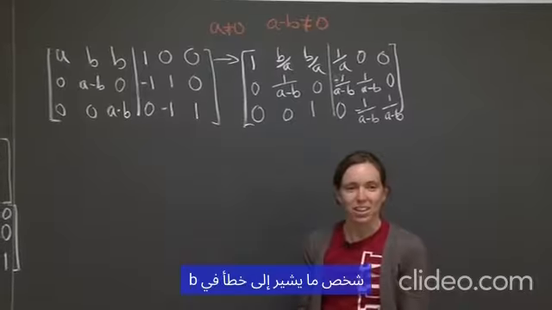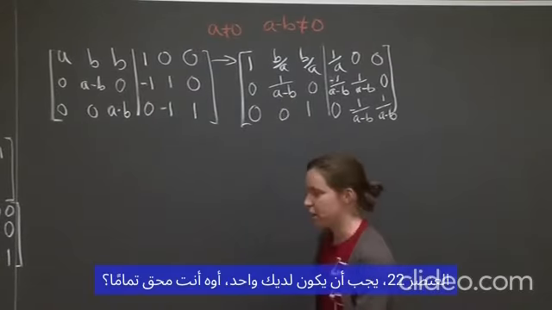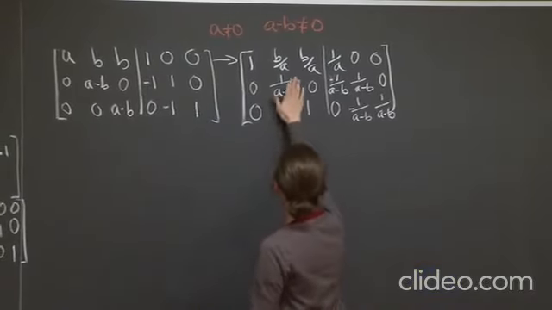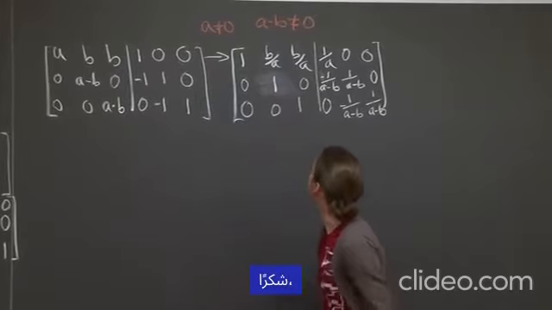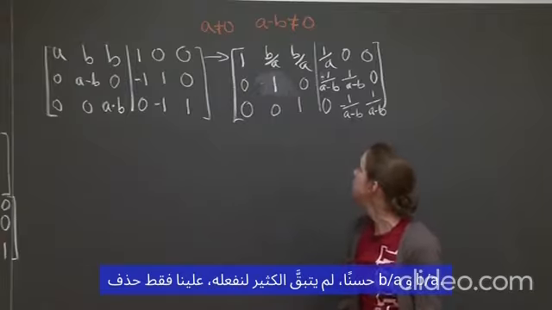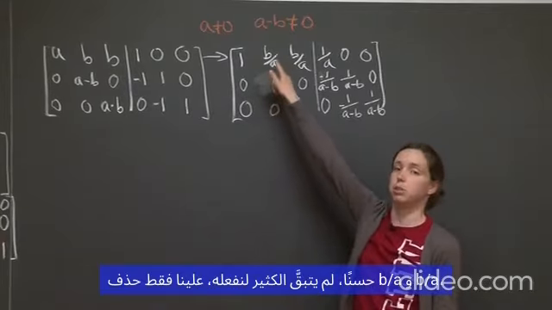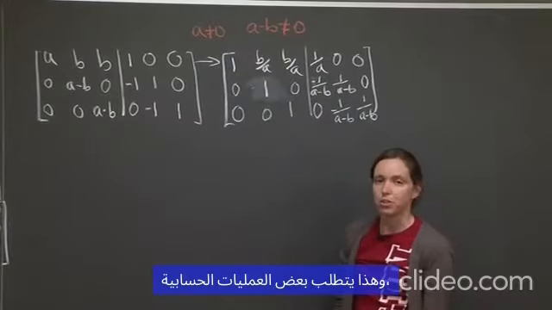Someone's pointing out a mistake. In the 2-2 entry, you should have a 1. Oh, you're absolutely right. Thank you. All right, so not much left to do. We only have to eliminate b over a and b over a. That's a little bit computationally heavy.